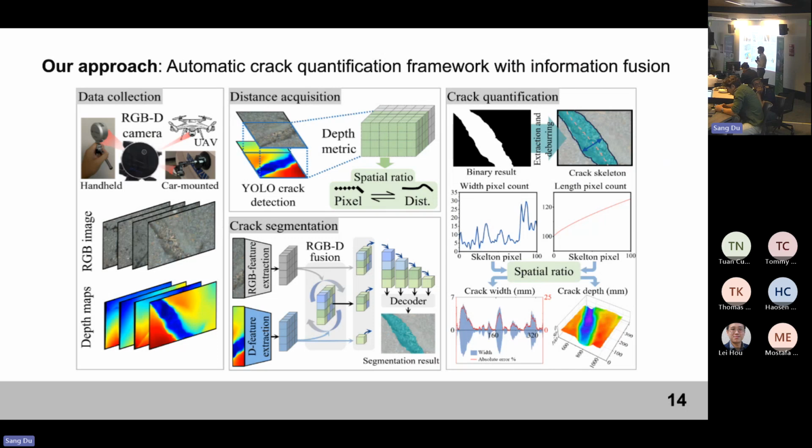Then in terms of spatial ratio, to convert this pixel information into physical information, we use an algorithm like YOLO to identify the crack area. Since we know the distance as well, we can quickly and automatically get the spatial ratio, and then get the crack length and width, etc. Also, because we have a depth map, we are able to estimate the crack depth, the visible depth, not the crack tips, because crack tips can be inside the structure, which we can't see from the camera. So that's the whole idea.